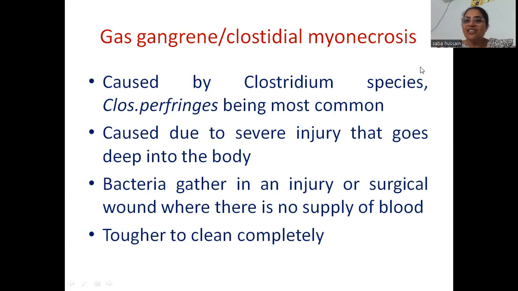It is a severe injury that goes deep into the body, basically deeper muscles and tissues. What happens in this case is the bacteria gather in an injury or surgical wound where the blood supply is cut off. This is an anaerobic bacteria, so it goes on multiplying, and these wounds which are deeper are tougher to clean also. So when wounds are not clean, this bacteria can happily multiply in it. Going to the next slide.